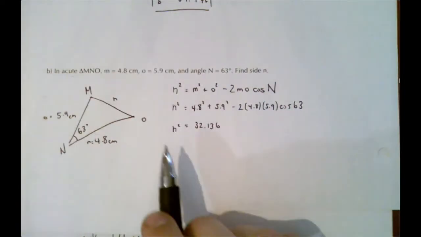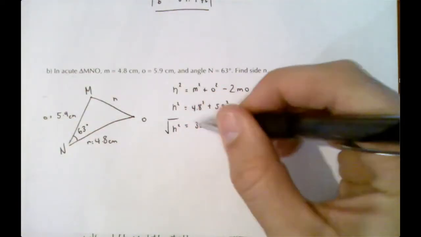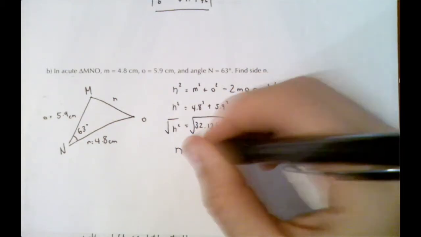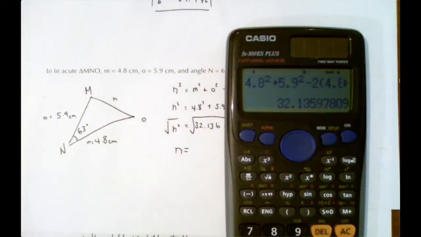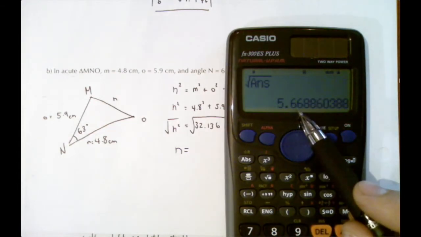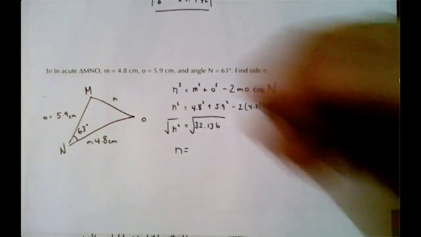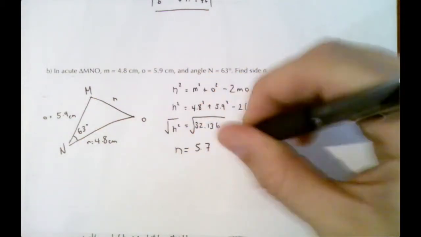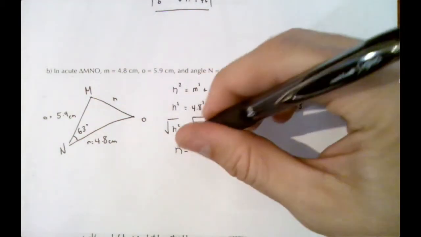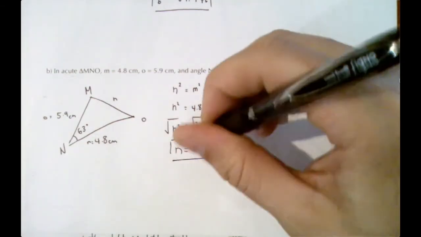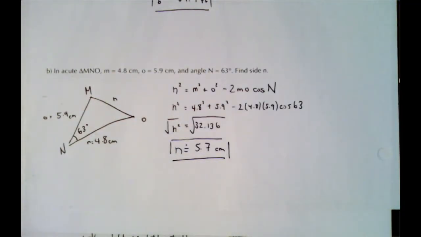So now remember, last step is to get rid of the squared by square rooting. I've still got my answer in my calculator. Square root answer, we get 5.66. We want one decimal place because the question gives us one decimal place. So we'll call it 5.7. And we're working in centimeters. And we're approximate. So there we go. There's two examples of cosine law to find sides. Now let's try finding angles.